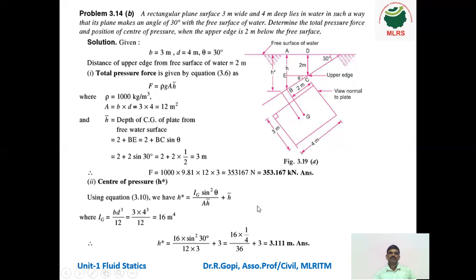So at the G point, H bar is 3 meter, and H star is 3.11 meter. So always H star lies below the G point, that means below the H bar point. Keep this in mind. This P point is always lower than the G point. Is it clear? So shall we move to the next problem?